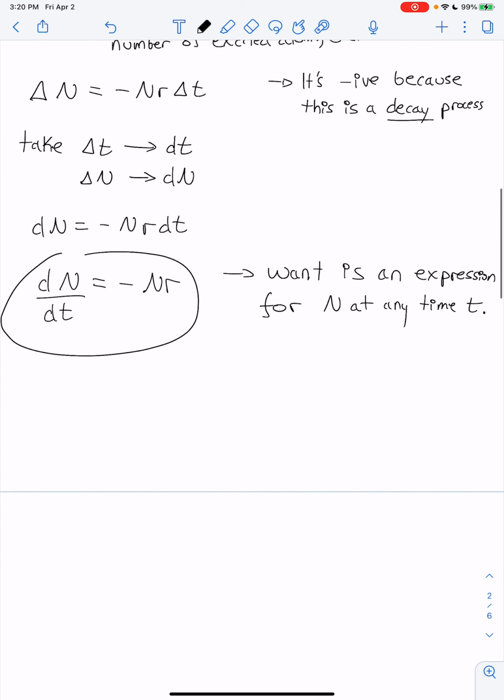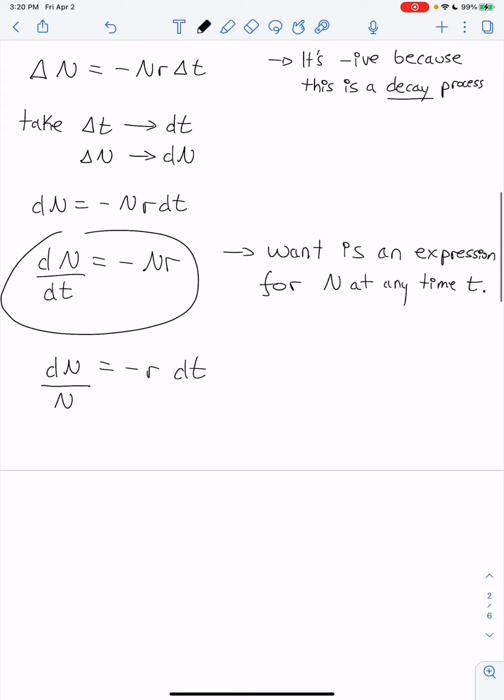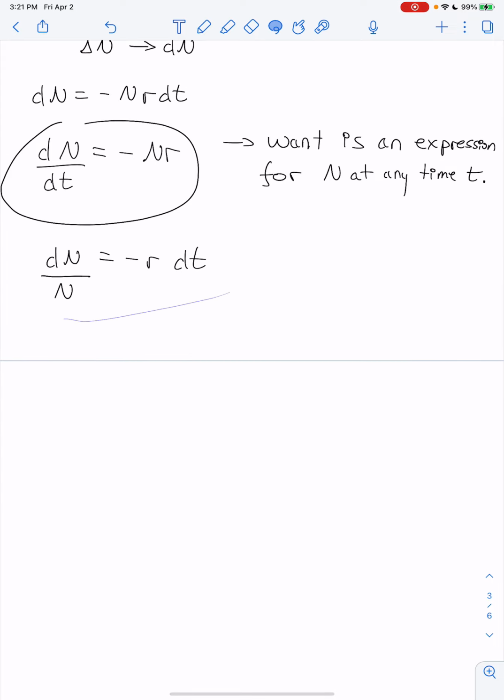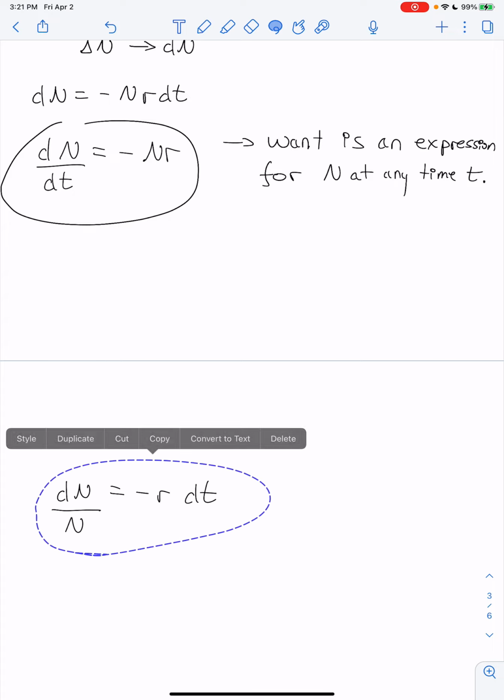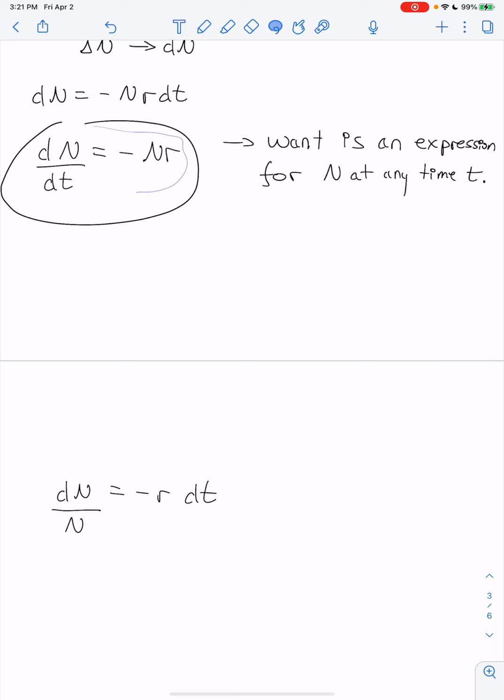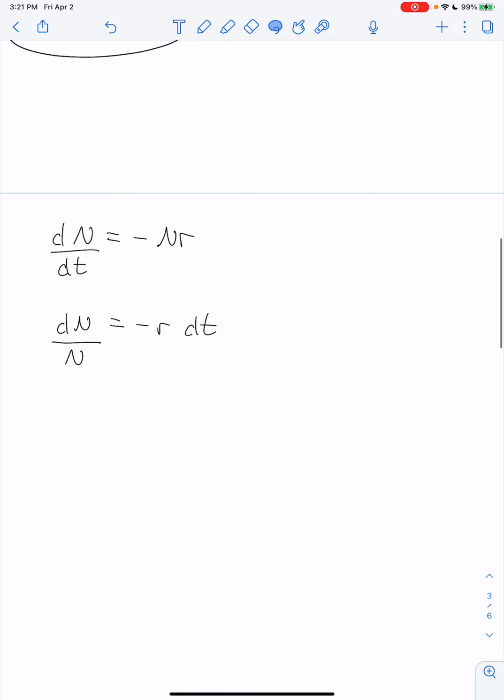Well, the first thing we're going to do is take a look at our n and t values. So let's bring those to the same side. We're going to go dn, bring the n value down, and then that will be equal to negative r dt. Now that we're in this form, I'm just going to bring this down and copy it so that we have it for reference.